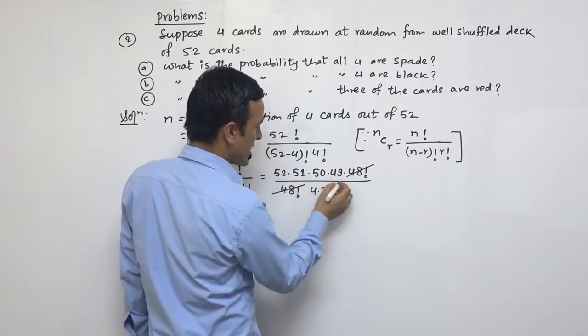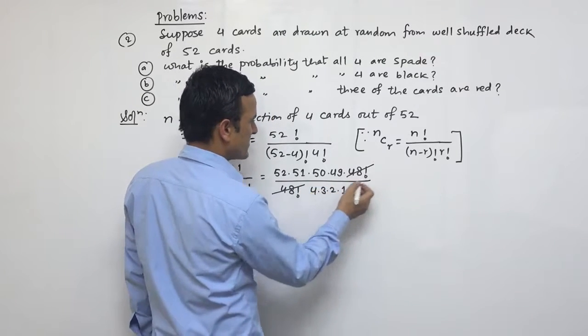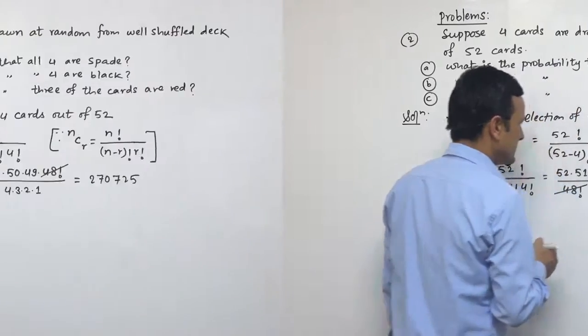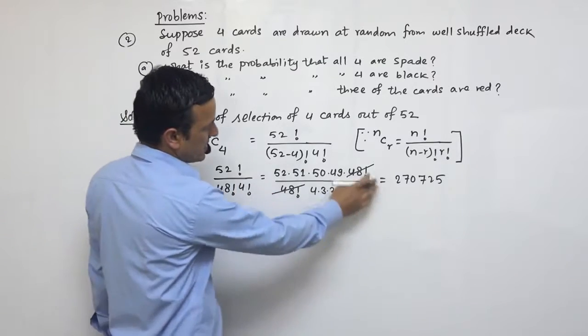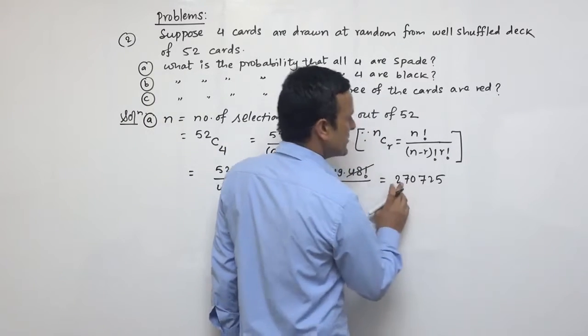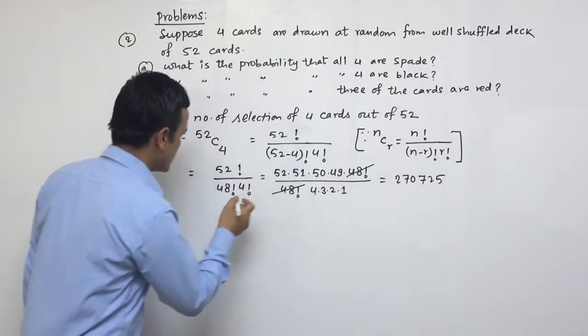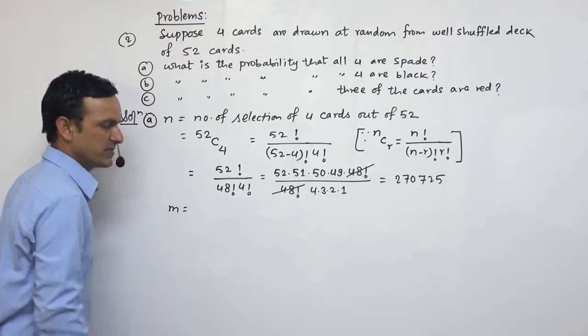When you cut down, then you will get a certain number over here. So we are calculating this problem, and now if we solve this problem, then we get this one, 270725, and now we are going to find m.